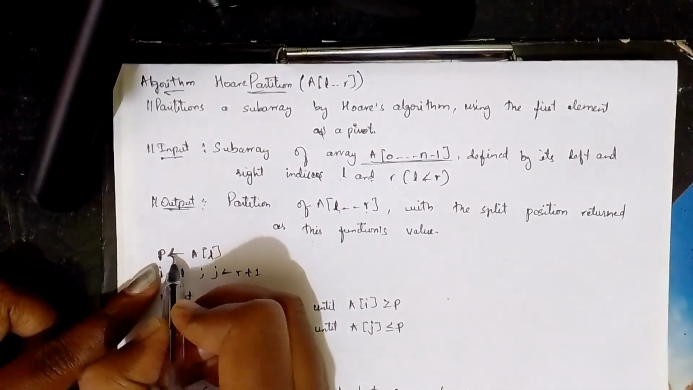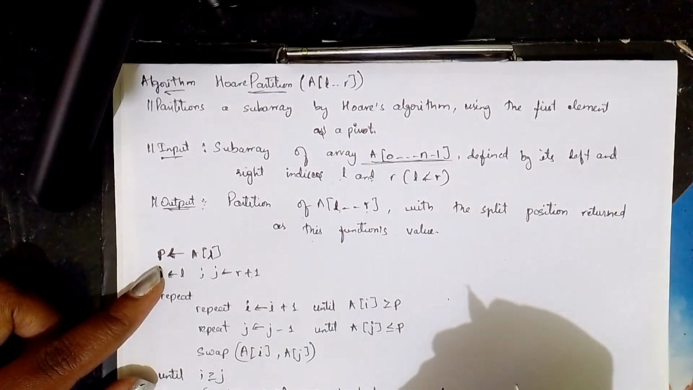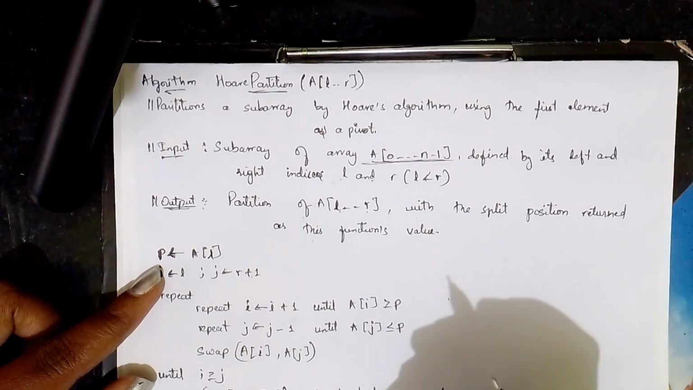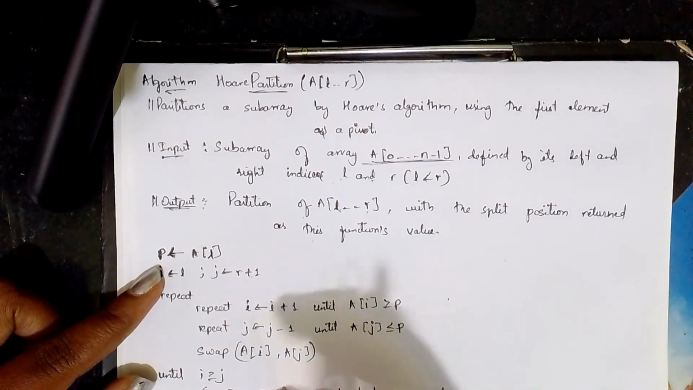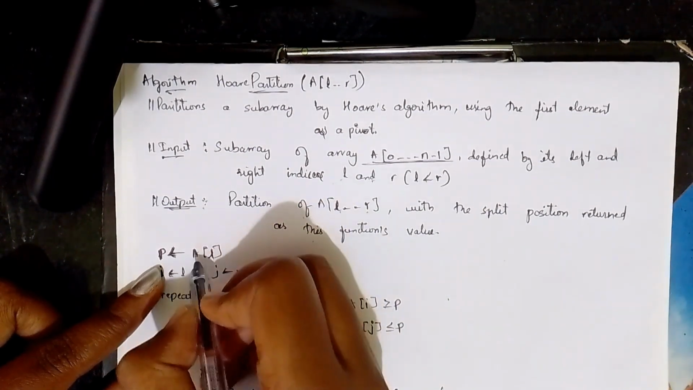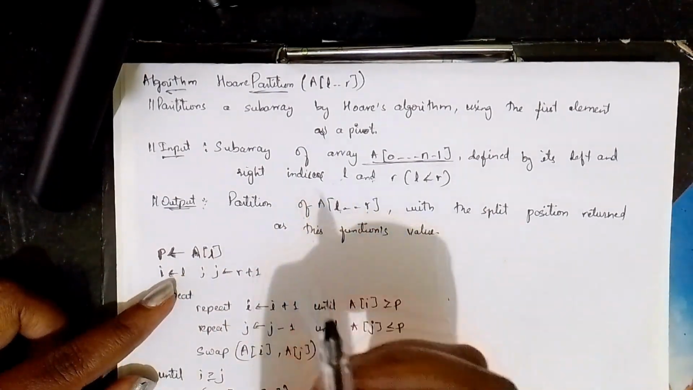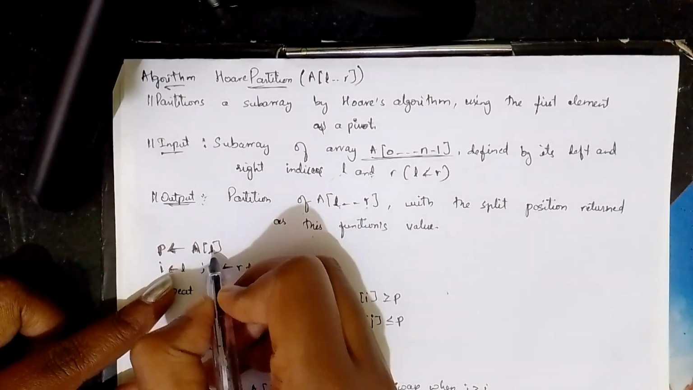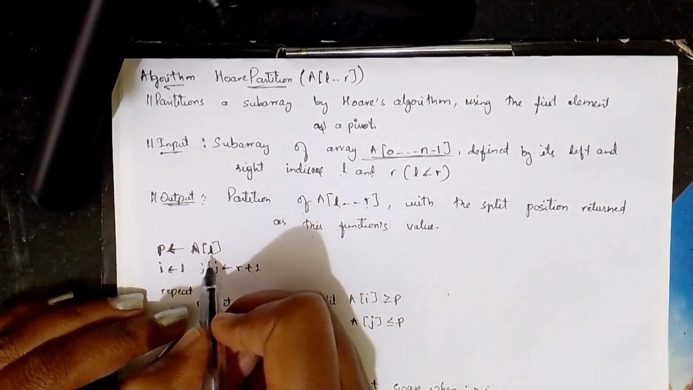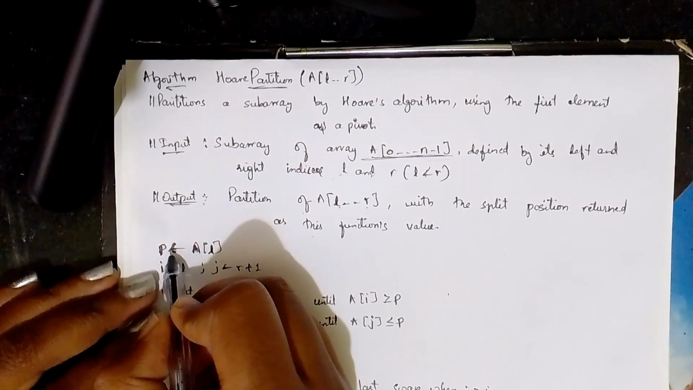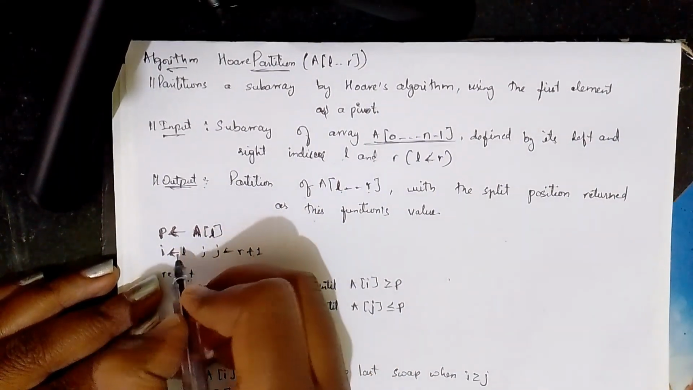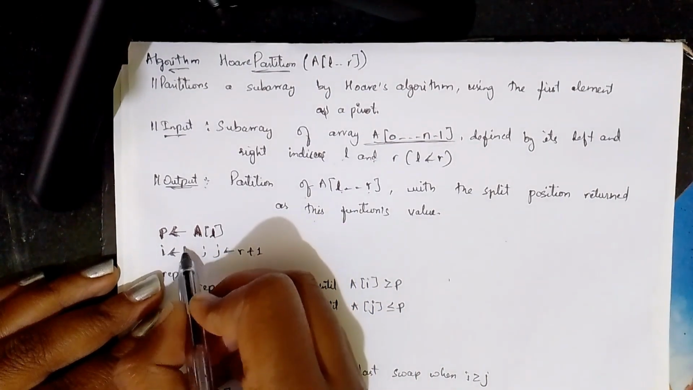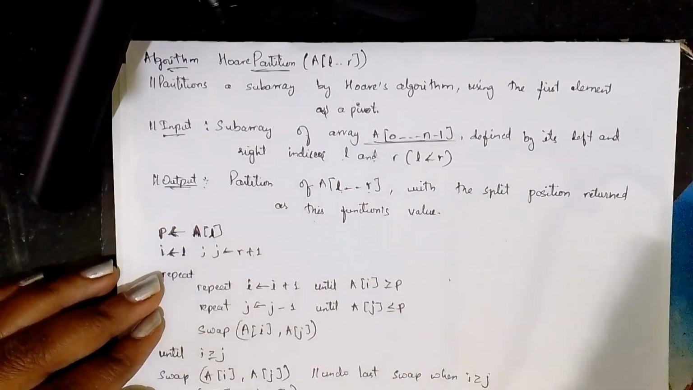Pivot element. In most of the cases the pivot element is considered as the first element of the array. We may take any element, but in most of the cases we always consider the first element of the array. Here the first element is at the left side, right? We have taken that first element, A of L. Then we have to do iteration along both sides, on the left side as well as the right side.